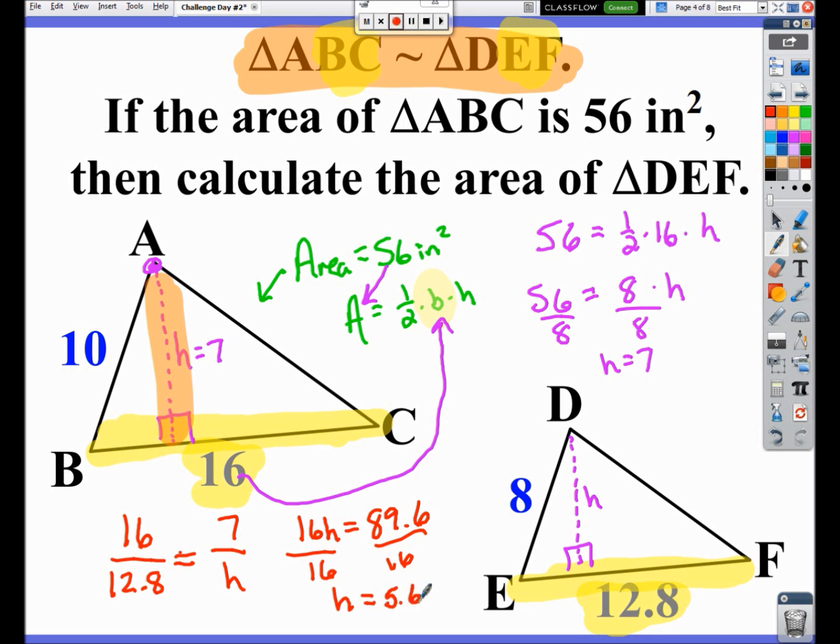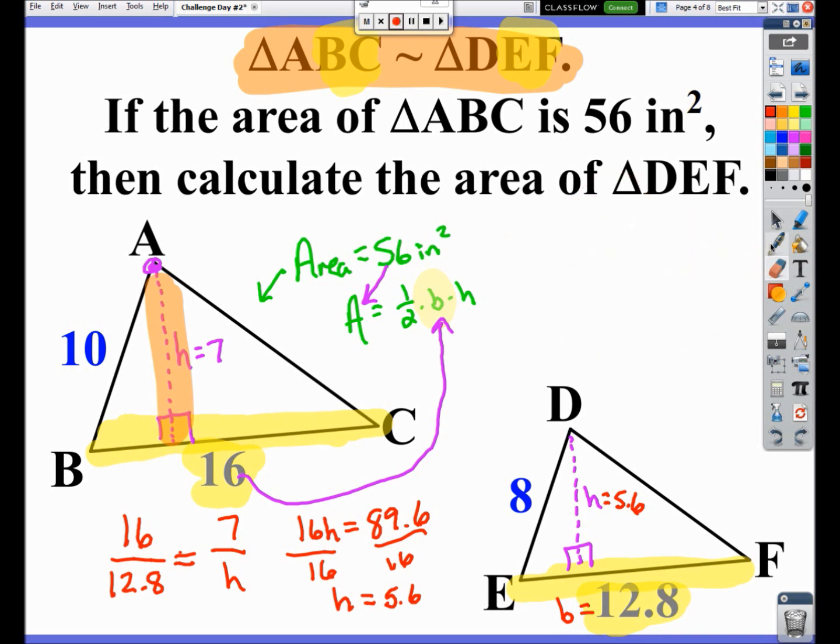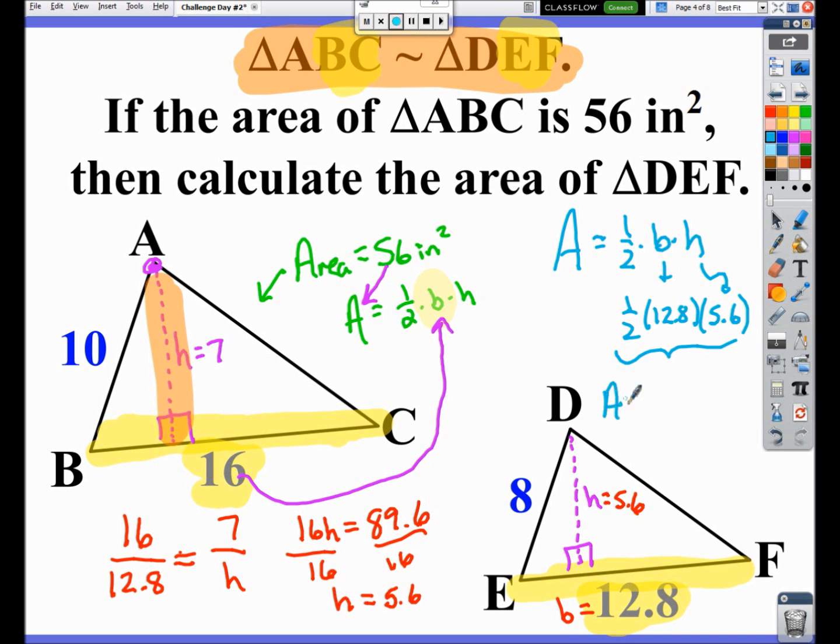5.6 exactly. So now that I know the height of this triangle is 5.6, and I've already established that the 12.8 is the base, now I can do 1/2 base times height. Let me clear some space off up here. We can now say the area is 1/2 base times height. We're using the 12.8 as the base, and we figured out its adjusted height is 5.6 proportionally. So now 1/2 times 12.8 times 5.6 gives us, drumroll please, exactly 35.84 inches squared.